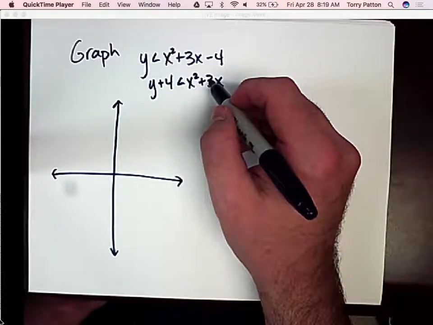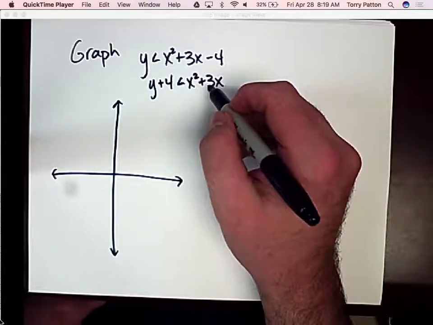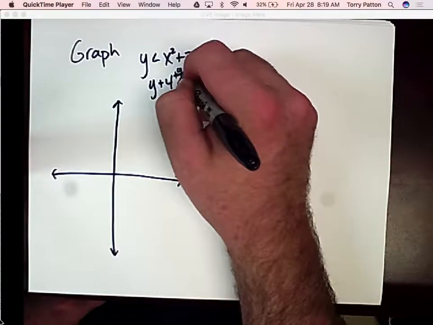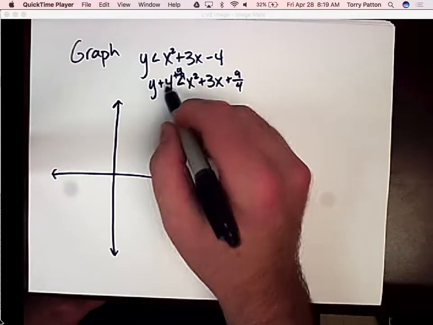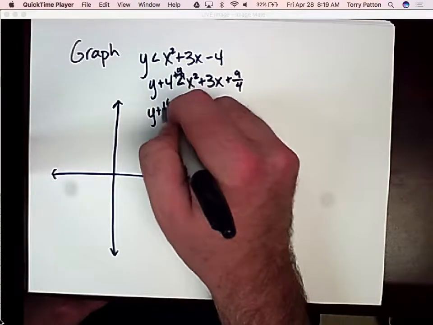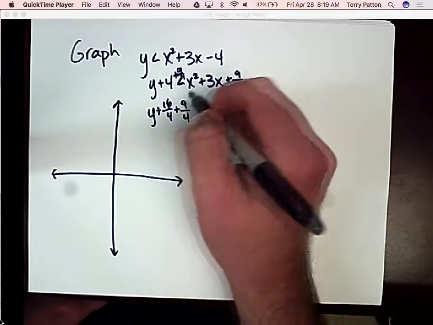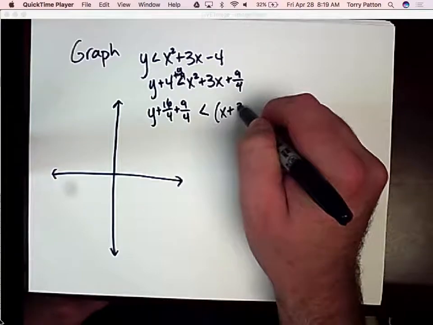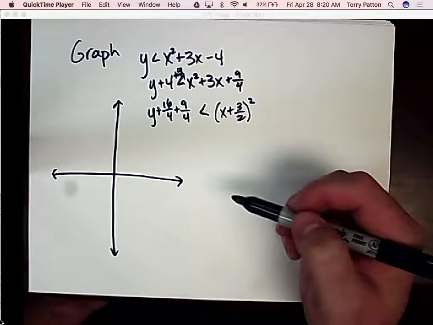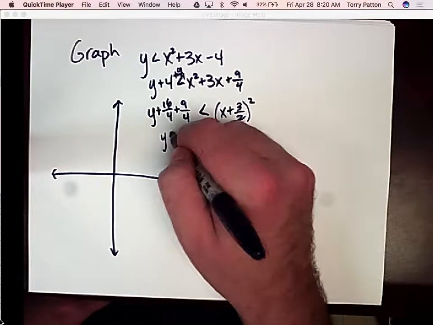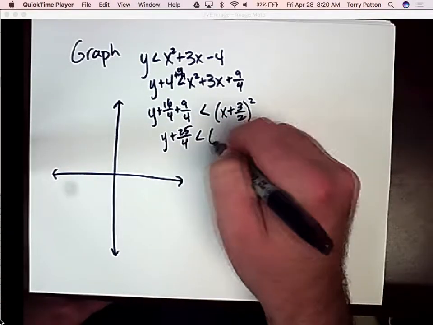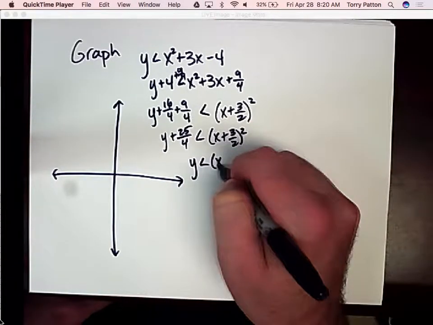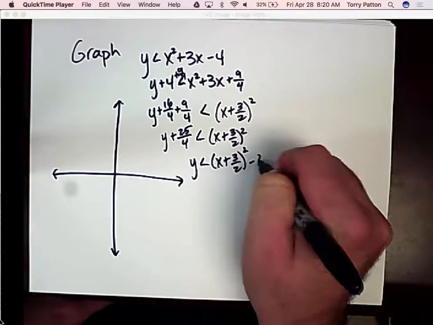Take half of this number. Half of 3 is 3 halves. And you square it, which is 9 over 4, to both sides. Well, 4 is 16 over 4. This becomes x plus 3 halves squared. And so that is y plus 25 over 4 is less than x plus 3 halves squared. If you subtract that, y is less than x plus 3 halves squared minus 25 over 4.